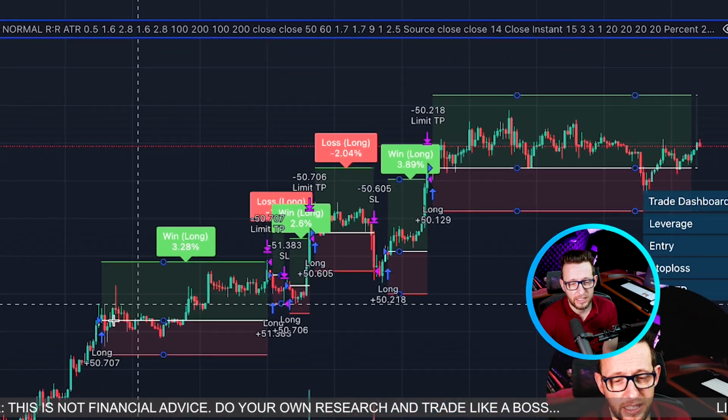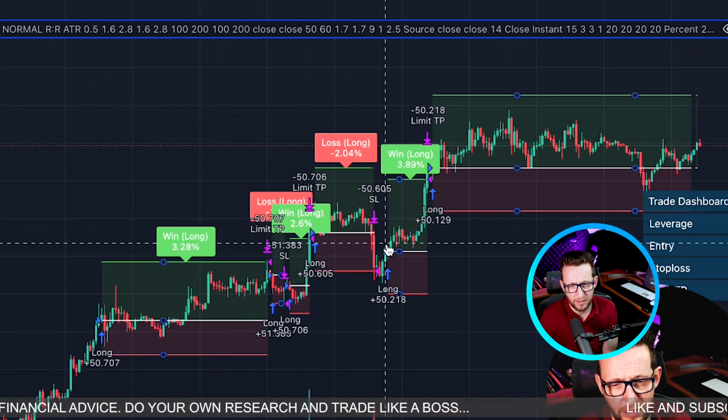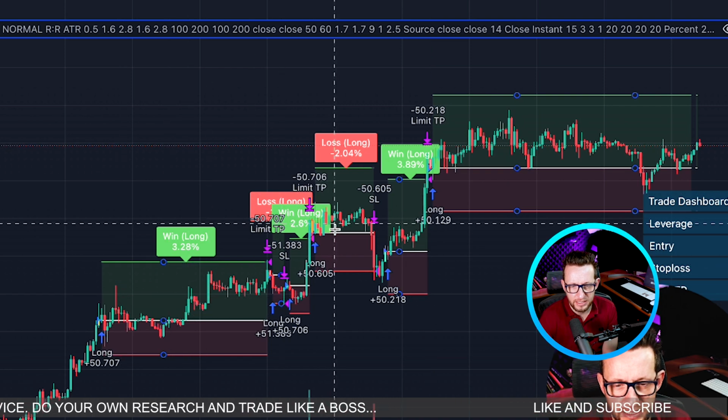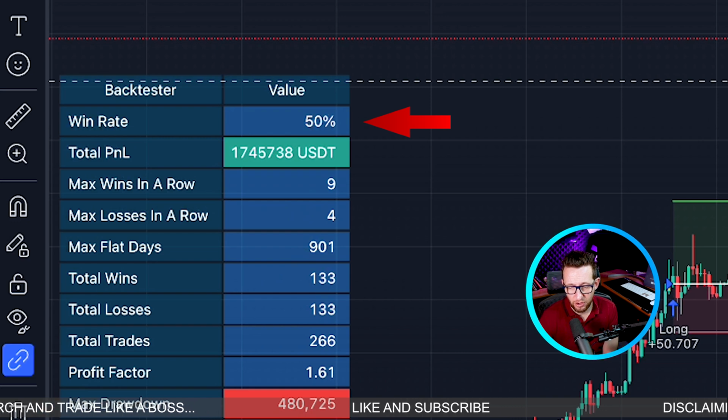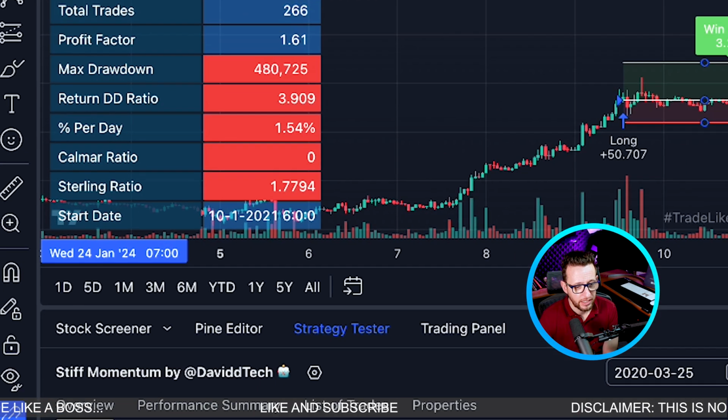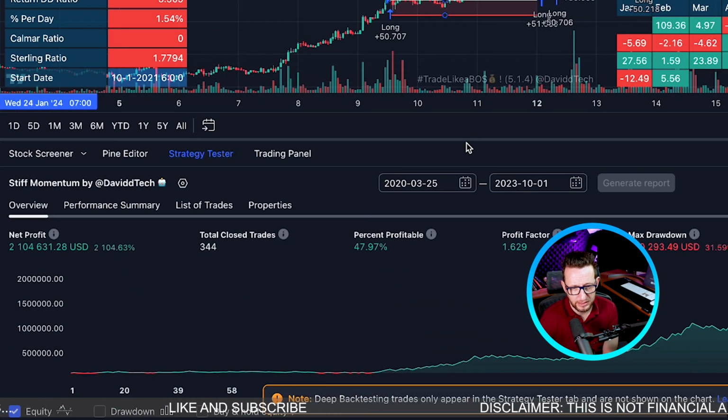So as you can see, we have all of the entries as they perfectly well should be. This kind of ladders up and we get lots of entries in a row. We have a 50% win rate on this trading strategy. Let me go over to the backtesting results here.